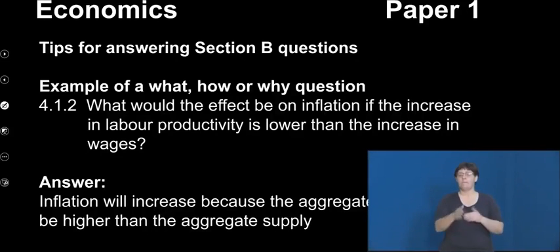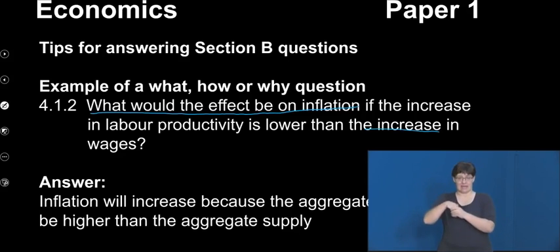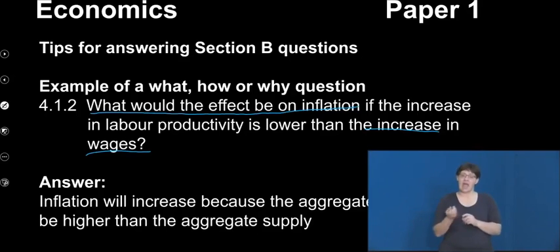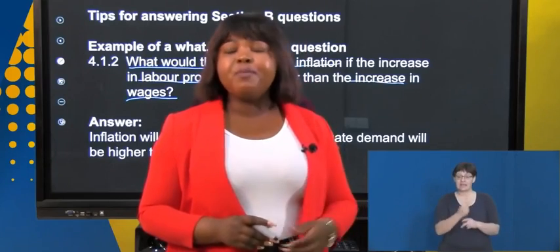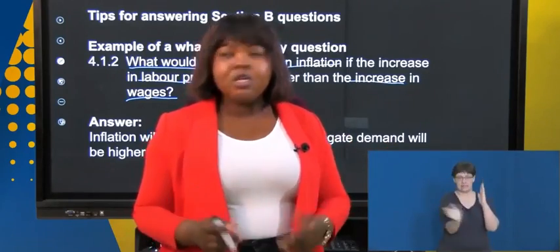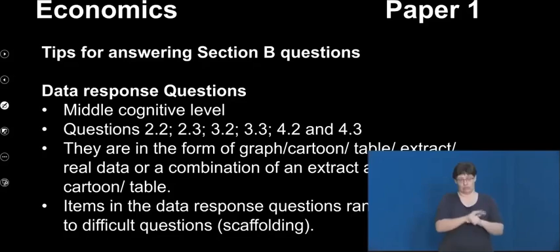Another example is, what would the effect be on inflation if the increase in labour productivity is lower than the increase in wages? Normally, as I go through this type of question, I underline the keywords so that I'm able to answer the question appropriately. I'll take the question again. What would the effect be on inflation if the increase in labour productivity is lower than the increase in wages? My answer is, inflation will increase because the aggregate demand will be higher than the aggregate supply. I repeat once again, boys and girls, these type of questions, you need to attempt them in full. Do not write points, do not list, do not just state. You need to make sure that your answer is in full.